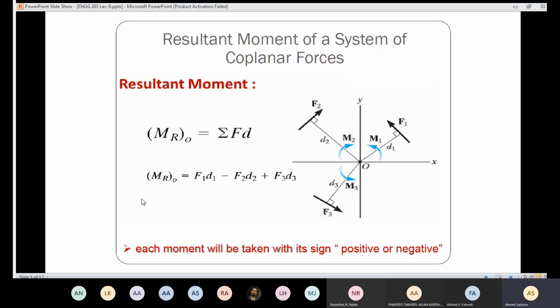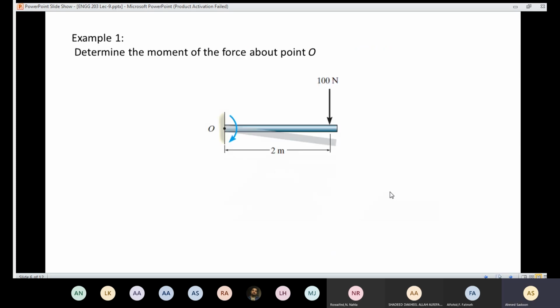So whenever I have a system of moments, I need to use the sign convention in order to deal with the summation of the moments. So now I'm going to show you examples in order to understand the idea completely. So now we have example 1. In example 1, we need to determine the moment of a force about point O.